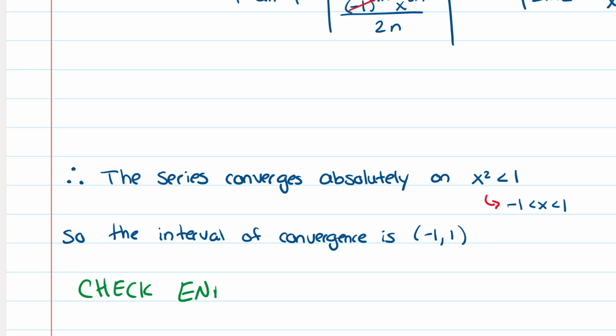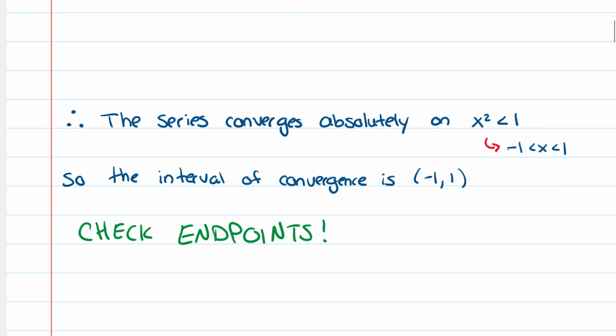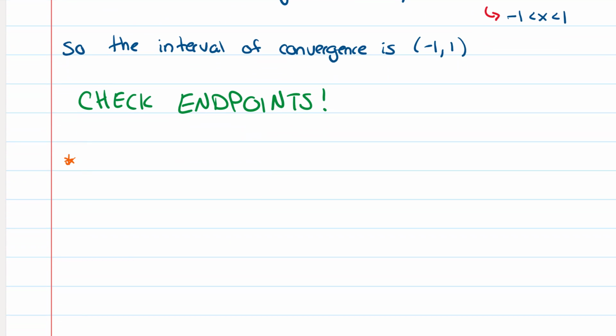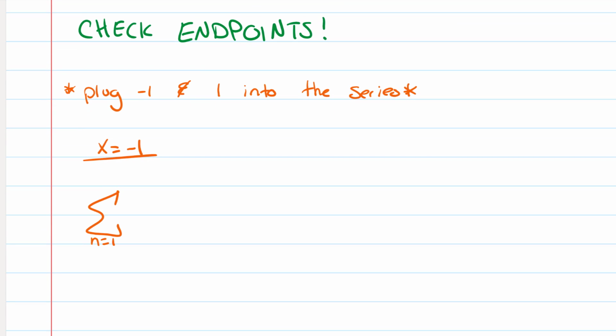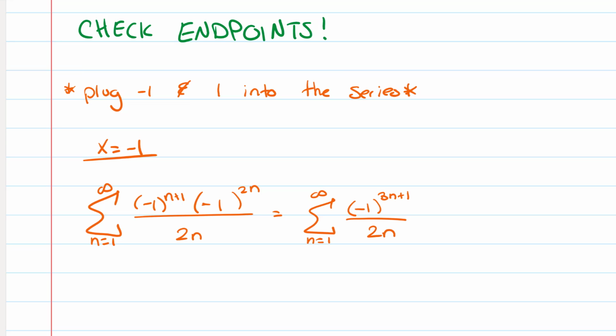But before we're done, we have to check the endpoints. In order to check the endpoints, we're going to plug negative 1 and 1 in for x in the series. So I write down my series from n equals 1 to infinity, negative 1 to the n plus 1. Now normally there was an x there, but I'm going to replace that with a negative 1 to the 2n, all divided by 2n. So I'm going to simplify that series a little bit, and this becomes negative 1, because they have the same base, I add the exponents, 3n plus 1 over 2n.